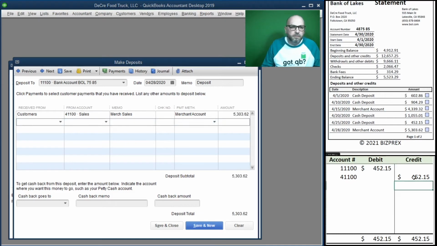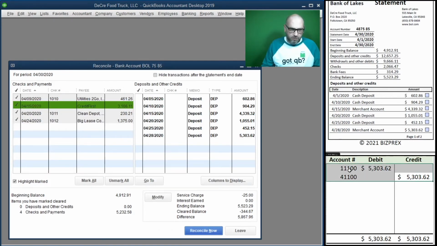All right. Let's make sure we reflect it correctly here. Okie doke. Everything is in agreement. We're good to go. Again, here it's easy because we're entering at once. It forces it to be in agreement. But again, it's very important to understand the debits and credits behind it. I'm going to save and close.